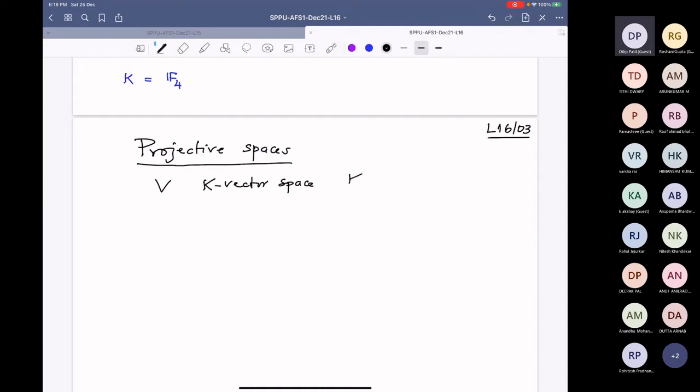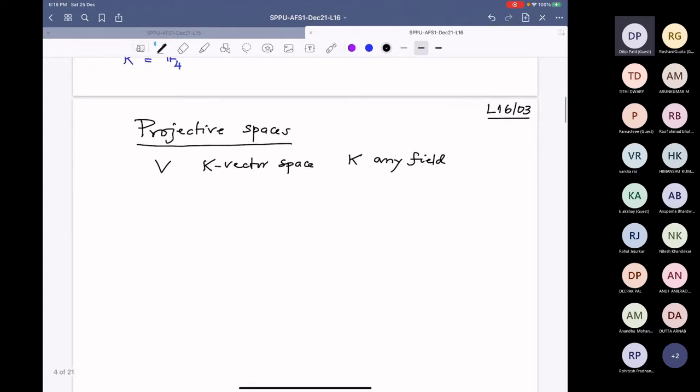And K is, I'm not assuming K is R or C, I'm assuming any field, because we want to discuss the finite fields also. All right, now what do? I want to define PV. What is the projective space over V?